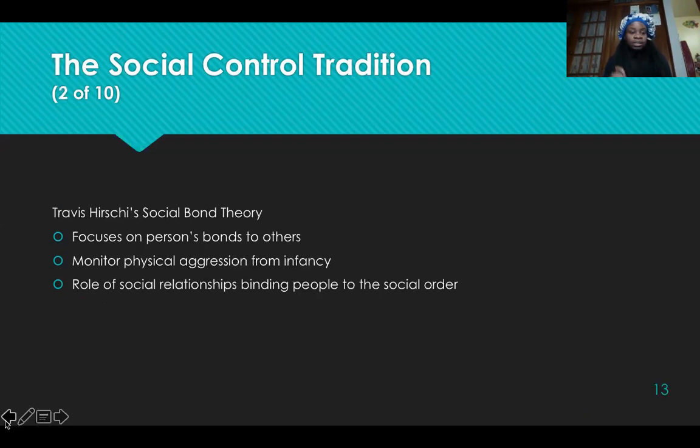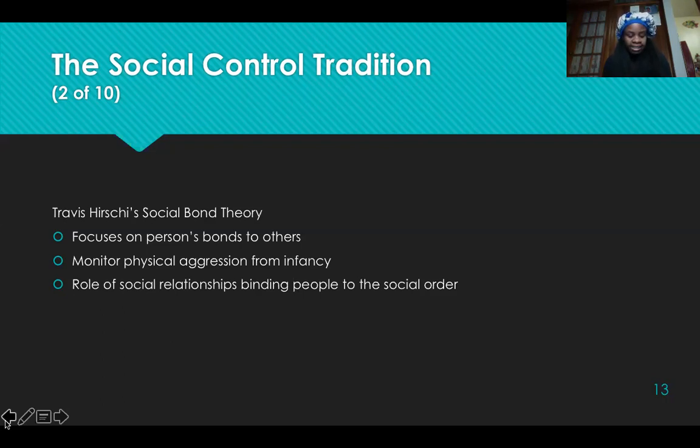Travis Hirschi's social bond theory, again, going on with the social control tradition, is one of the most popular social control theories. It focuses mainly on a person's bond to others. Control theorists tell us that we behave well if our ties to pro-social others are strong, but we may revert to predatory self-interest if they're not strong.